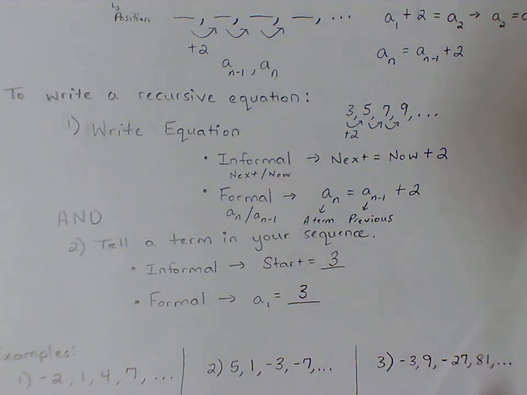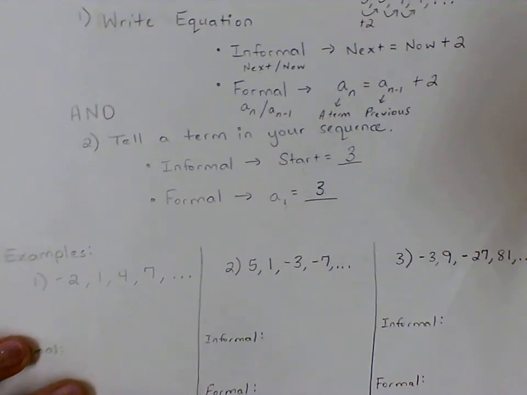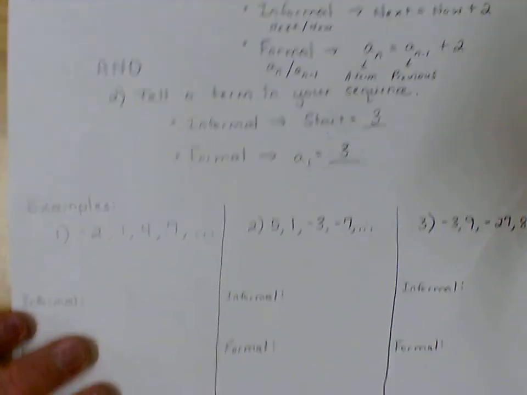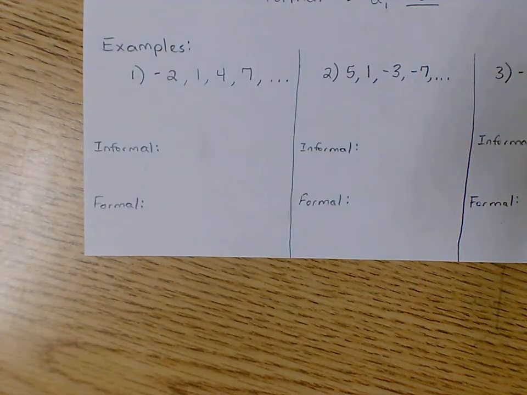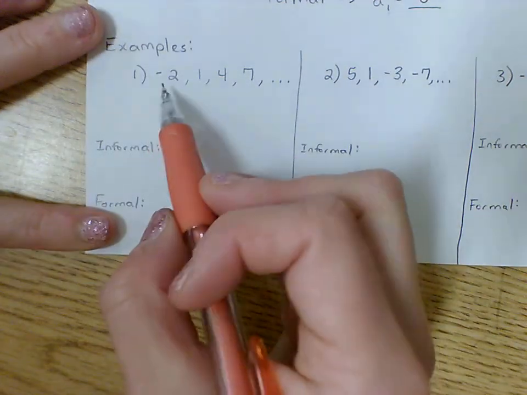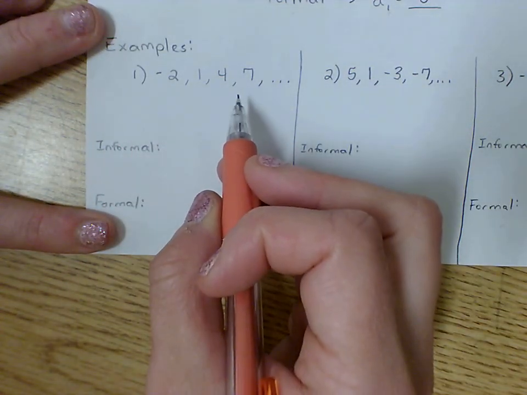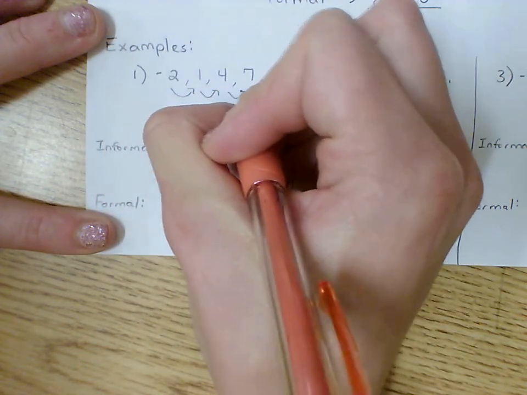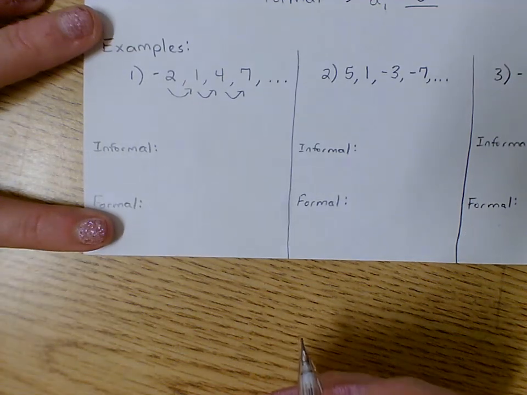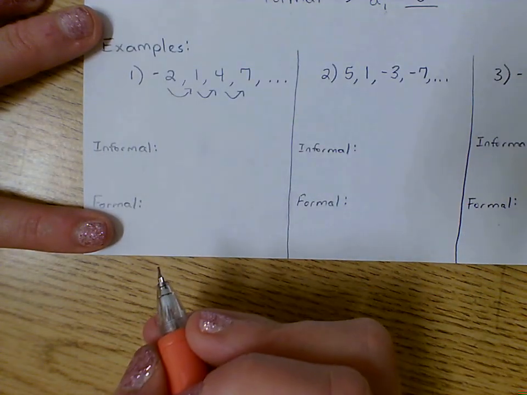Okay, so now we're going to just practice this with some examples so you can see how to put this together. With each sequence that we do, we are going to practice writing the informal way and the formal way of writing it. Okay, so when you see a sequence and they tell you to write the recursive formula, you're going to start by finding the pattern. So what's going on to go from one term to the next? Are you adding, subtracting, multiplying, dividing by the same number? That's what you've got to find out.